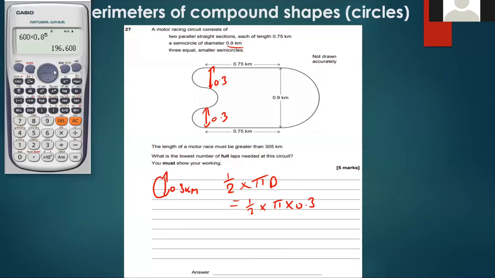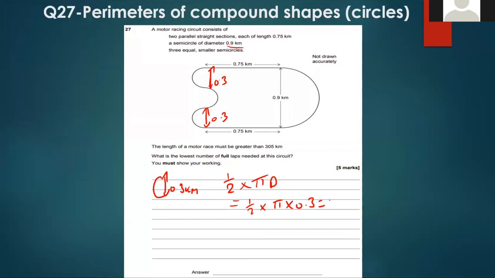Doing that in our calculator, we get 1 over 2 times pi times 0.3, which gives an answer of 0.471. What you want to do is half times pi first of all, and then times 0.3, and that gives about 0.471. Half times 0.3 gives 0.15, and then times pi. But I'm going to leave my answer in terms of pi, so it's 0.15 pi.